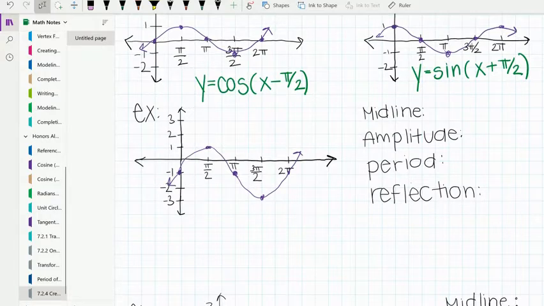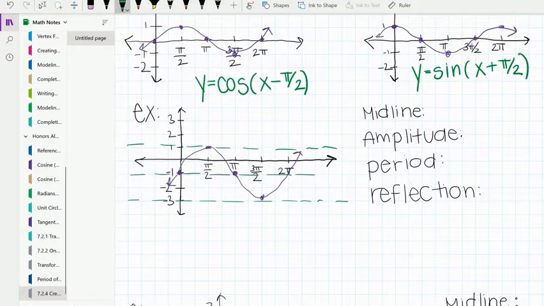So midline. Midline is what divides the graph in half. One way that you can easily find it is by looking at the boundary. So it goes from -3 to 1. If you take those two numbers, add them together, and divide by 2: -3 plus 1 is -2, divided by 2 is -1. So that would mean that the midline is at -1. That will be our k value.